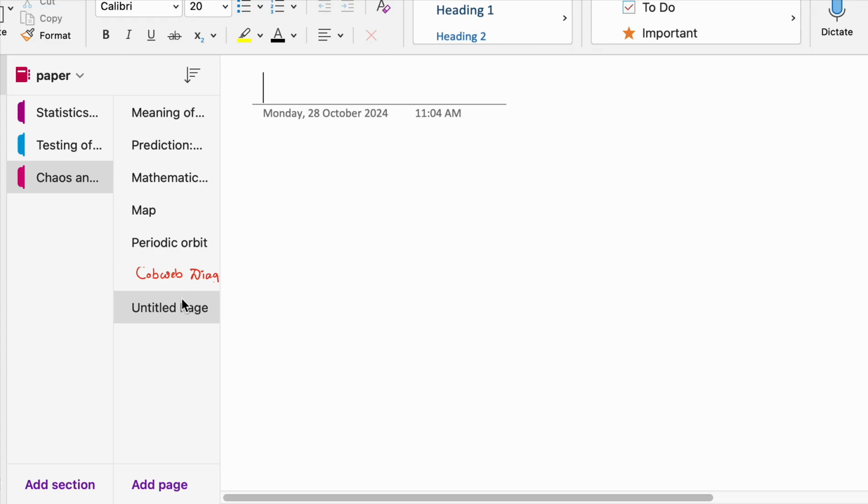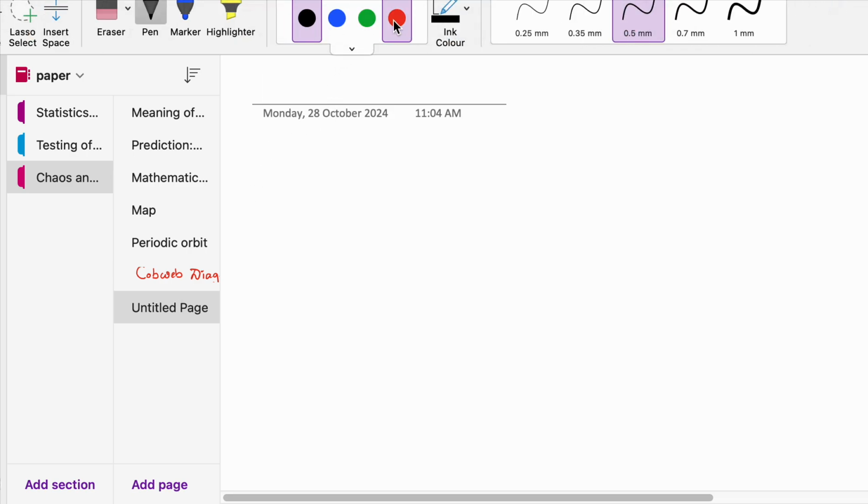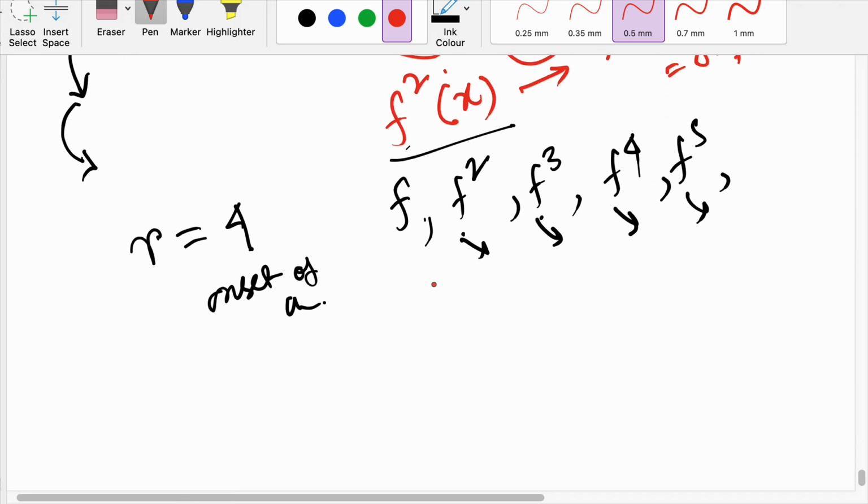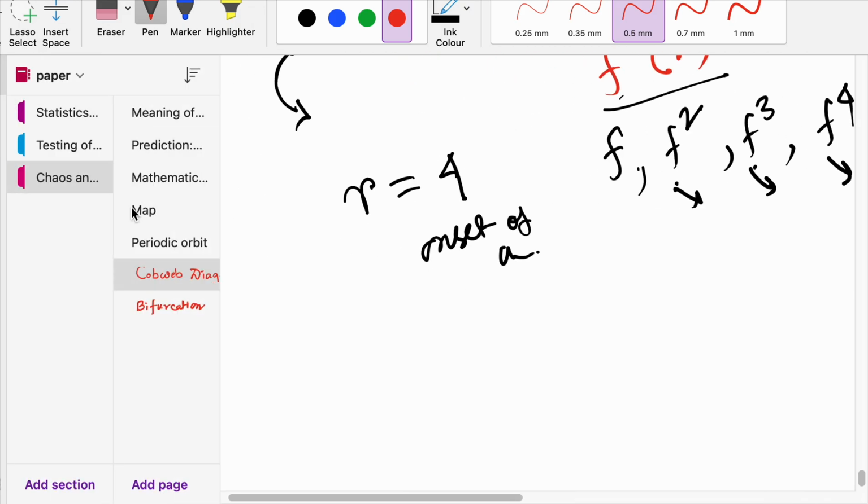Then let's start today's class. Today we want to discuss bifurcation, various kinds of bifurcation. So let's first go back toward this, and see what we have learned so far.